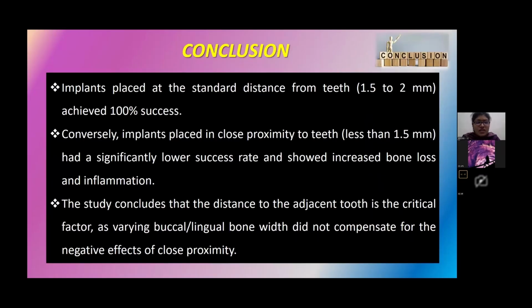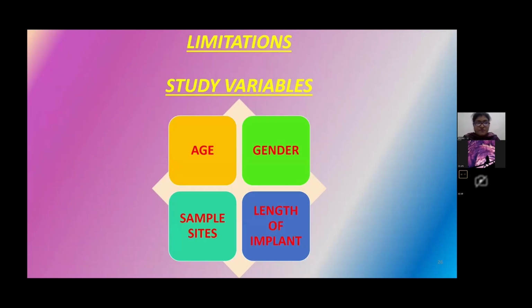So we come to the conclusion that implants placed at a standard distance, which is 1.5 to 2 mm, achieved 100% success, and those in close proximity to the tooth had a lower success rate and showed increased bone loss and inflammation. Thus, the study concludes that the distance to the adjacent tooth is the critical factor, and the buccal or lingual bone did not compensate for the negative effects of this close proximity.